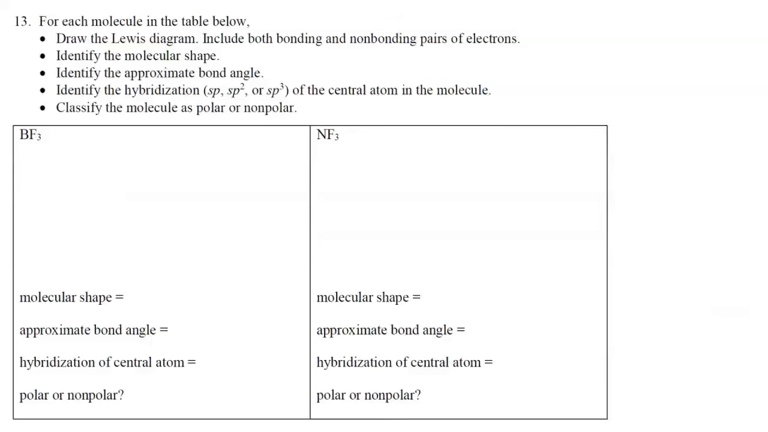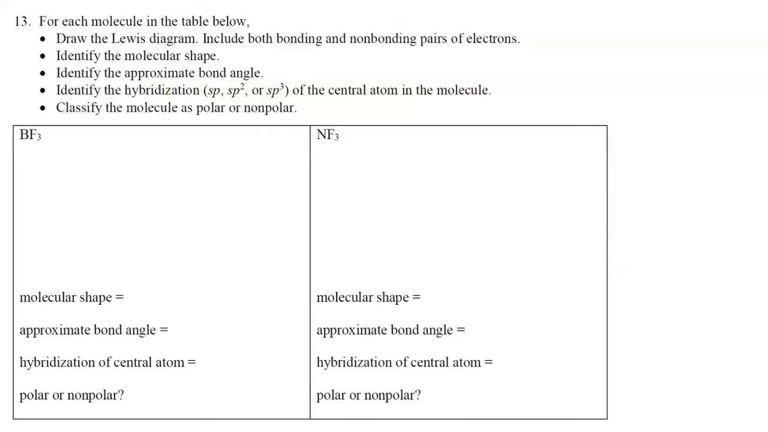We have BF3, boron trifluoride, and we have NF3, nitrogen trifluoride. For each of these molecules, we have to draw the Lewis diagram, identify the molecular shape, identify the approximate bond angle, the hybridization of the central atom, and then classify it as polar or nonpolar.